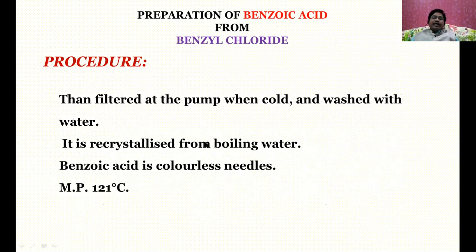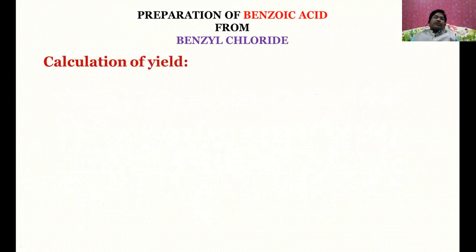Then it is filtered at the pump when cold and washed with water. It is recrystallized from boiling water. Benzoic acid is colorless needles. Its melting point is 121 degrees centigrade. Then what about the calculation of yield? How is the yield calculated?